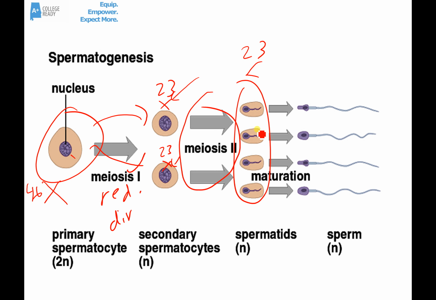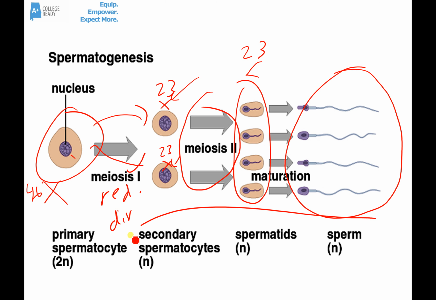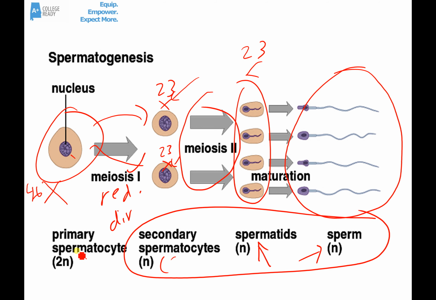Those 4 cells are going to mature and they're going to become functional sperm. Notice that all of these cells are haploid. So in humans, they would have 23 chromosomes, whereas the original spermatocyte or germ cell is diploid and would have 46 chromosomes.